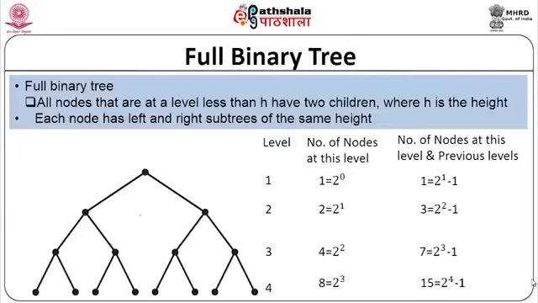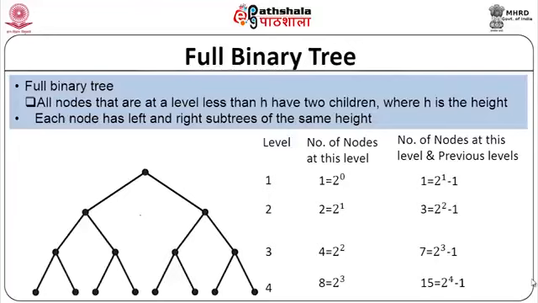In a full binary tree, all nodes that are at a level less than h have 2 children. There is no question of one child in a full binary tree. All nodes from the top, except the leaves, have 2 children. There is no question of 0 children at any level other than the leaf, and no question of one child at any level other than the leaf. Here h is the height of the tree. So at all levels less than h, each node will have a left and right subtree.